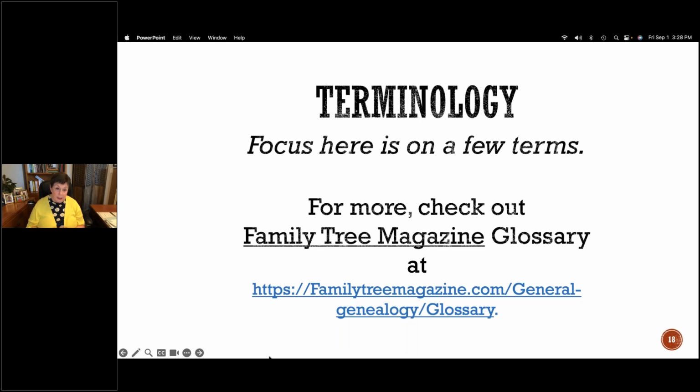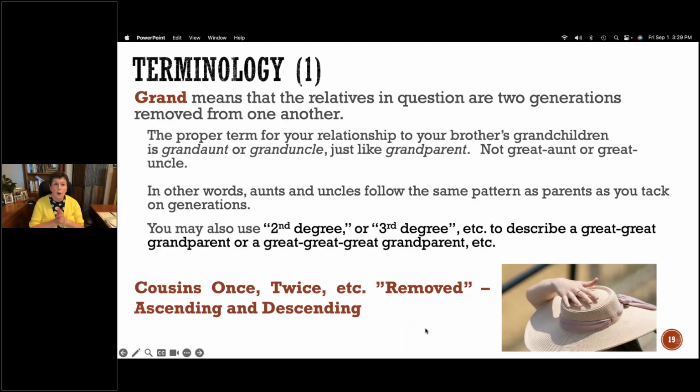Time does not permit me to go through the whole litany of genealogy terms. So I'm going to just focus on a few of them that are very important, but there's a whole list of them that you can find at the Family Tree magazine. They have a glossary that's available to the public. Okay, so let's start off.